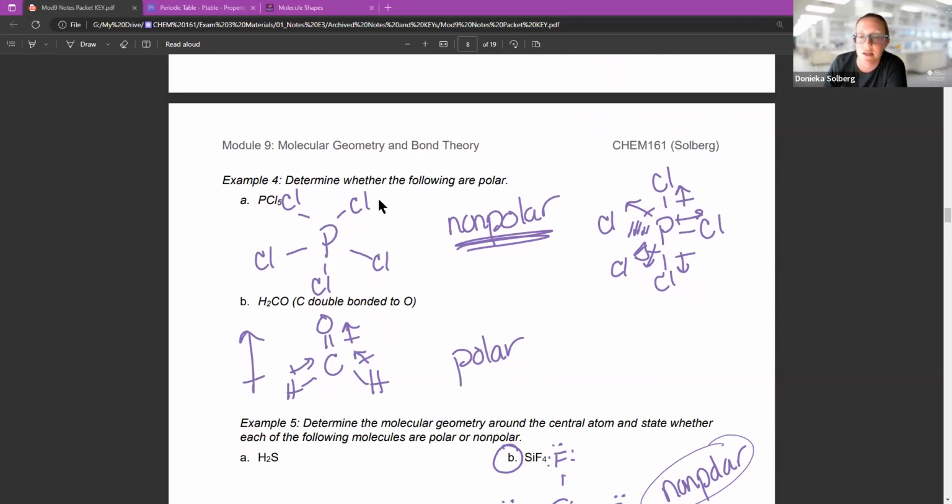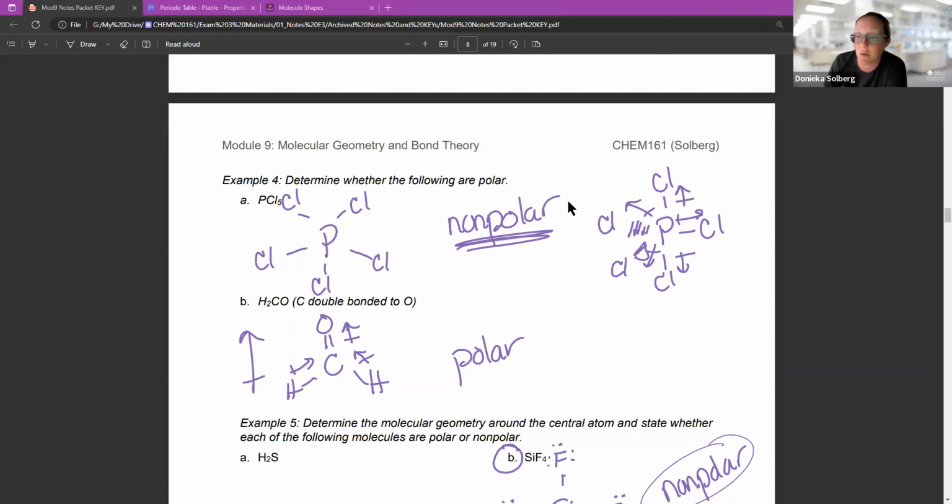Okay, so this is all chlorines on the outside. I left off all of the dots on the chlorines. If you draw your Lewis dot structure correctly, there are no lone pairs on the center. And remember I said to look at symmetry and lone pairs. So there's no lone pairs on the center. These are all as far apart from each other as they can possibly be. It is a perfect trigonal bipyramidal molecule.